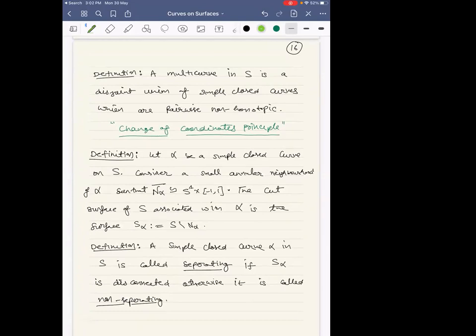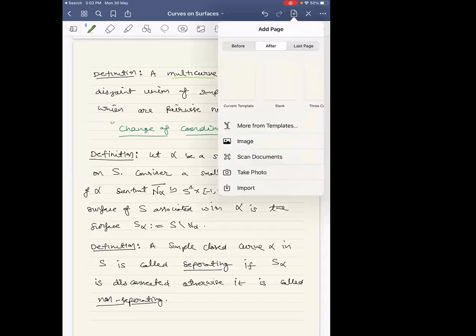Another notion that is useful in the study of mapping class groups is the notion of a multi-curve. So what is a multi-curve? A multi-curve in a surface S is a disjoint union of simple closed curves which are pairwise non-homotopic.